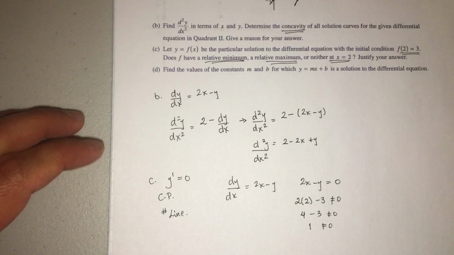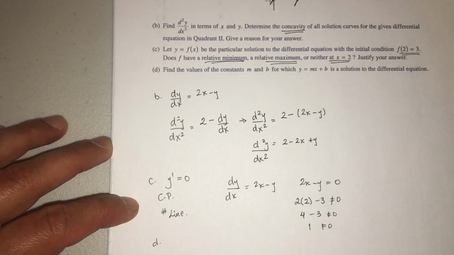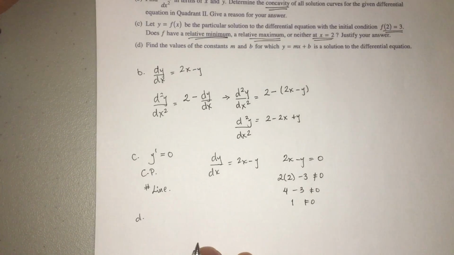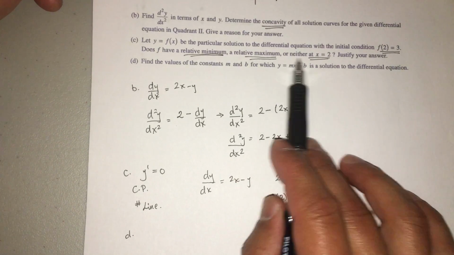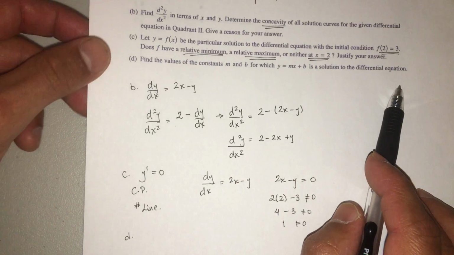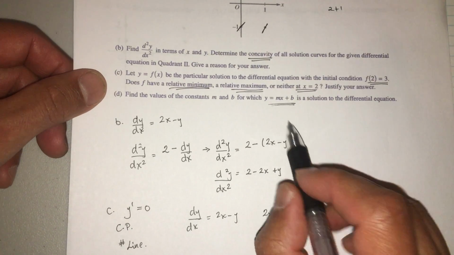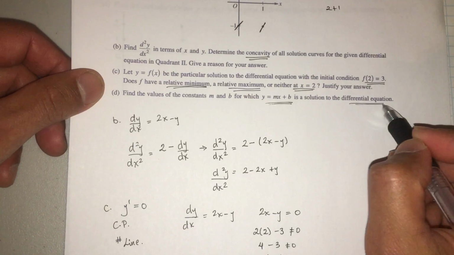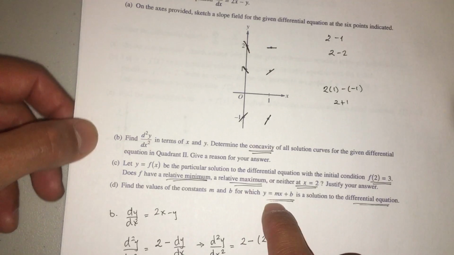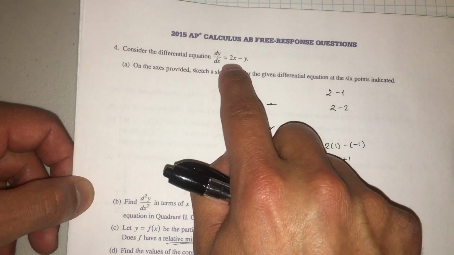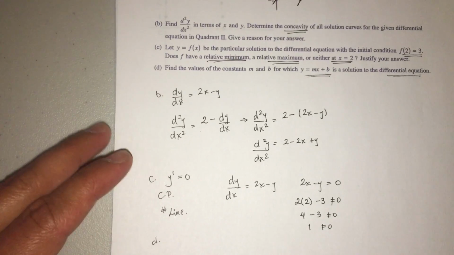Okay, hopefully that makes sense, guys. And then hopefully I have enough space here. I don't know if I will. So for part D, it says, find the values of the constants m and b for which this guy is a solution to the differential equation. So wait a minute, this guy is a solution to the differential equation. That means when I plug this into the differential equation, it would make it true.